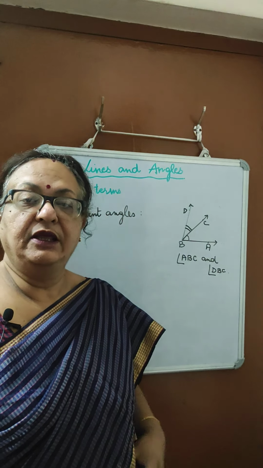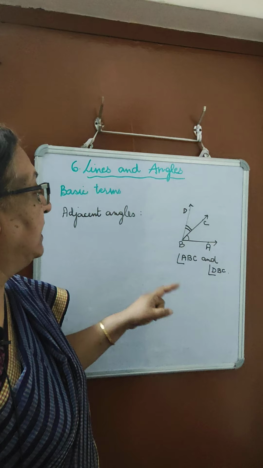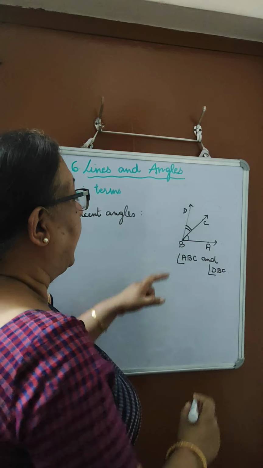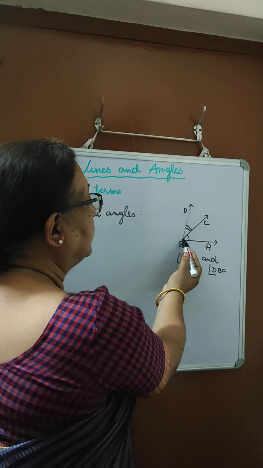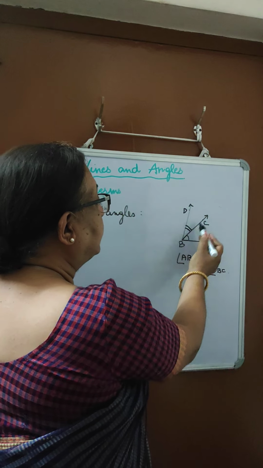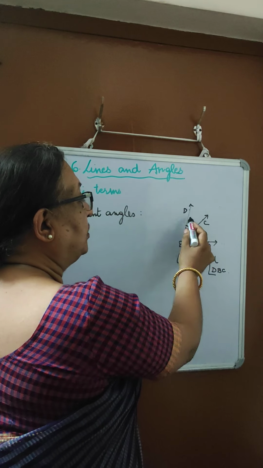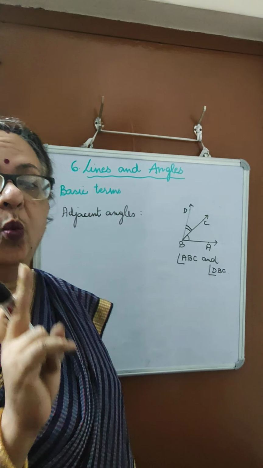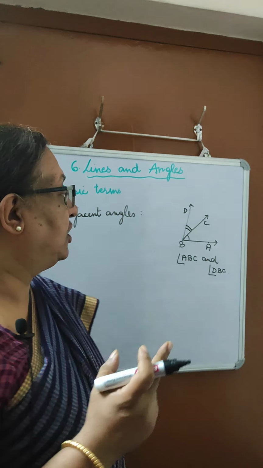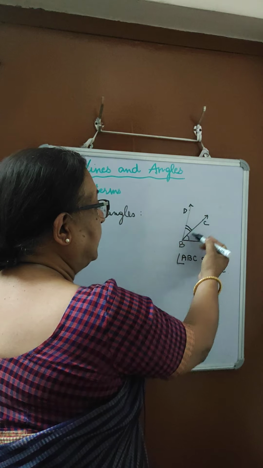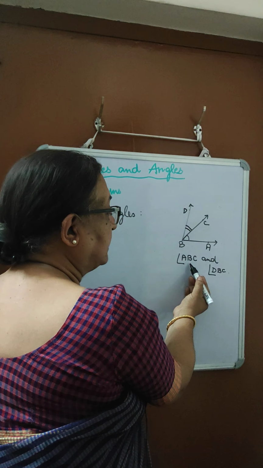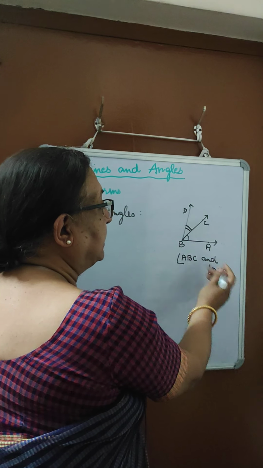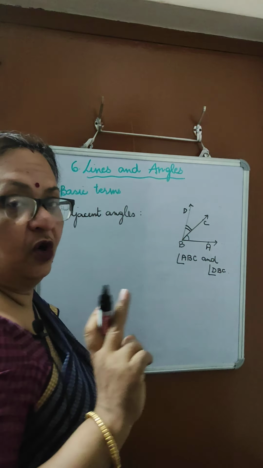Now, what do you find in these two angles? Both these angles have this one as their vertex, angle ABC. This is the vertex, angle DBC. This is the vertex. So these two angles have the same vertex. Moreover, they have one common arm. Which is the common arm? BC. BC is one arm for this angle, and BC is one arm for this angle, DBC. So both of them have one common arm.